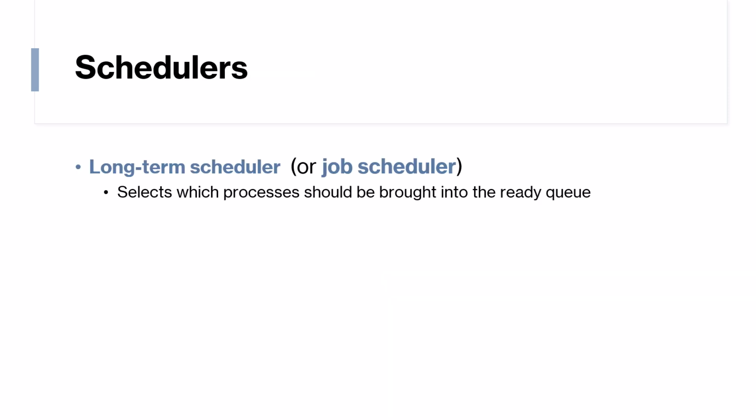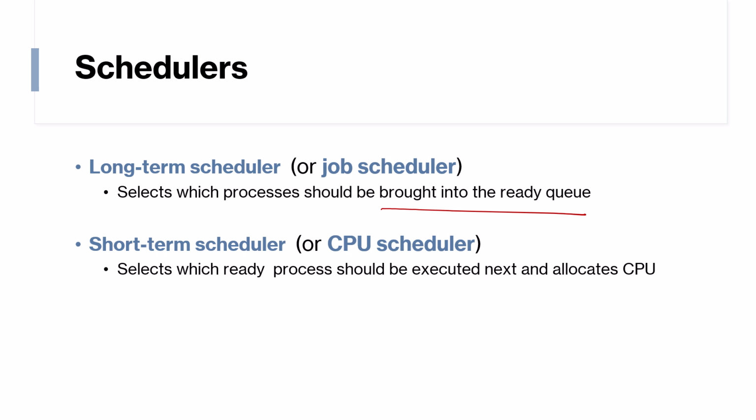Schedulers. We have our long-term or job scheduler. This one decides which ones get admitted into the system and brought into the ready queue. We have our short-term or CPU scheduler, and that is the focus of this module. We will be talking about different CPU scheduling algorithms, preemptive and non-preemptive algorithms, and we'll be doing some exercises with some different process data to compare the different algorithms.